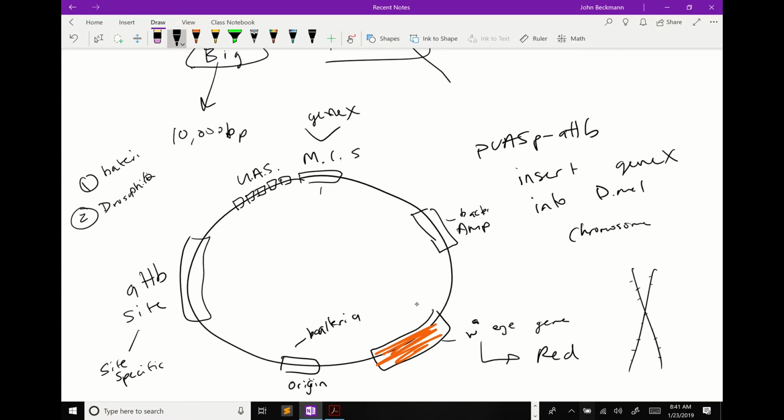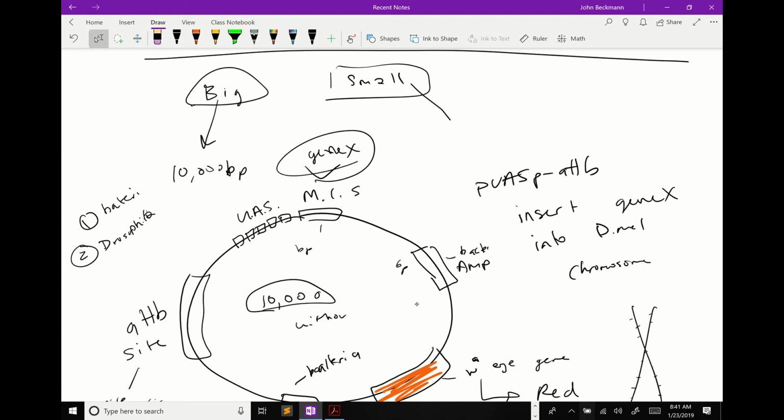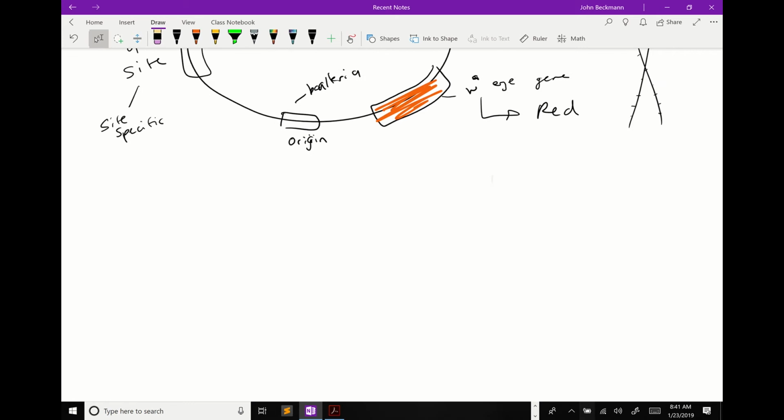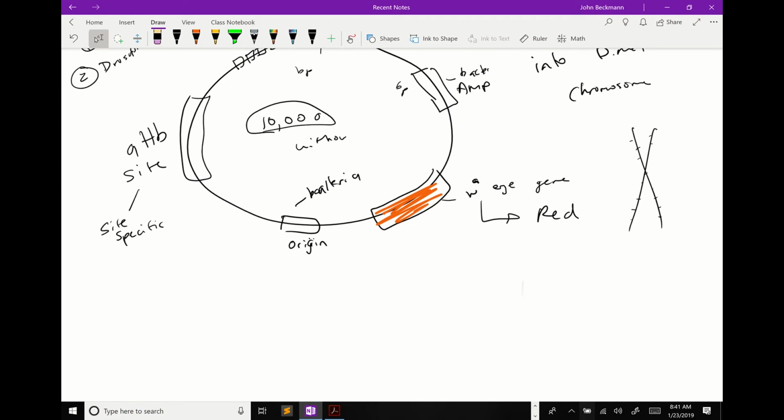Each of these has base pairs, right? So if you encode all this information, things start to get big. So pUASp-attB is like 10,000 base pairs without an insertion. As soon as you start inserting genes, you make it bigger and bigger and bigger. It gets harder to work with. So you need to consider big versus small when you are building stuff. That's a consideration point. You don't need to know this plasmid right now. I just use it as an example to show you the things that make plasmids big.